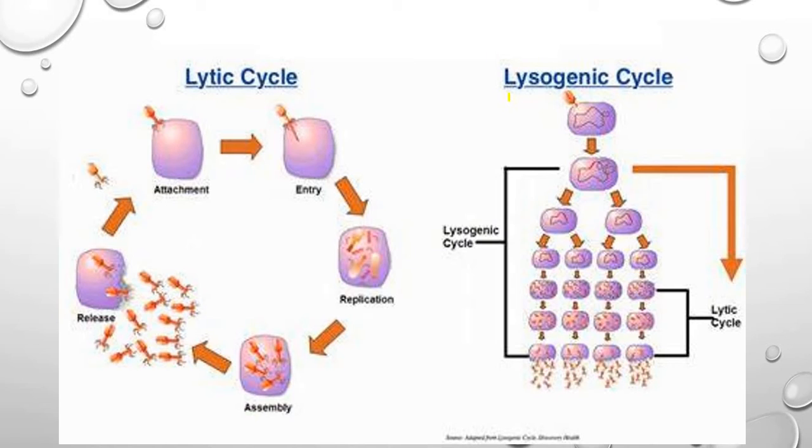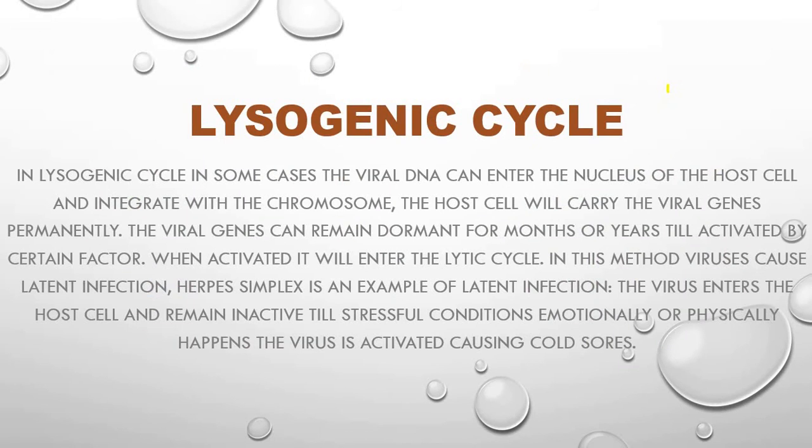The other way is called the lysogenic cycle, and it's different from the lytic cycle because it will cause not active infection but latent infection, where the disease can remain dormant for a long period of time, for months or even years, and it can appear in certain circumstances like a drop in immunity or a stressful situation. Then the disease will appear.